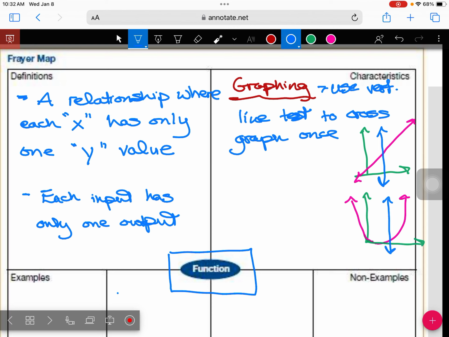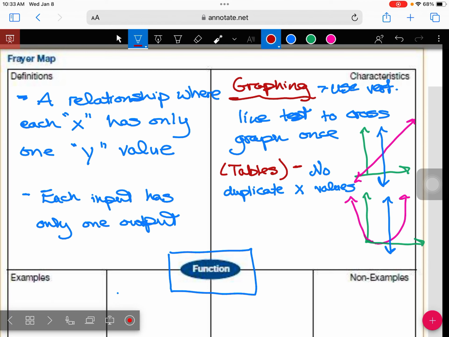Okay, when it comes to tables, does anybody know the rule? Okay, you can have no duplicate x values. No duplicate x values. Okay.